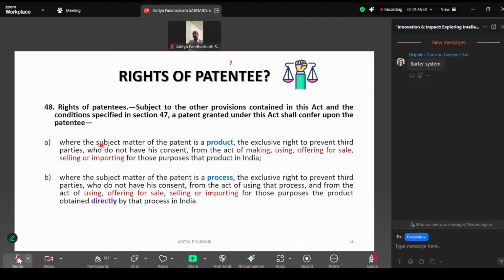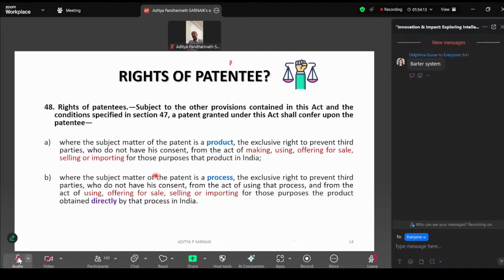Where the subject matter of the patent is a product, the exclusive right to prevent third parties, I spoke about the third parties to you, who do not have his consent, मतलब मैंने लिख के नहीं दिया है कि तुम उसका यूज़ कर सकते हो, from the act of making, using, offering for sale, selling, or importing for those purposes that product in India.